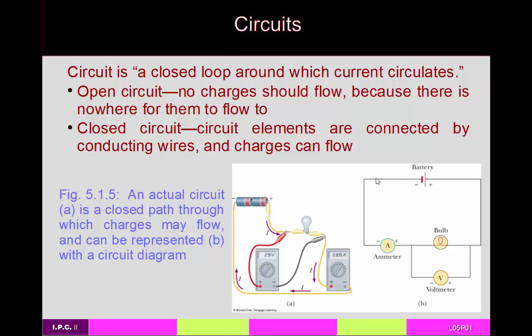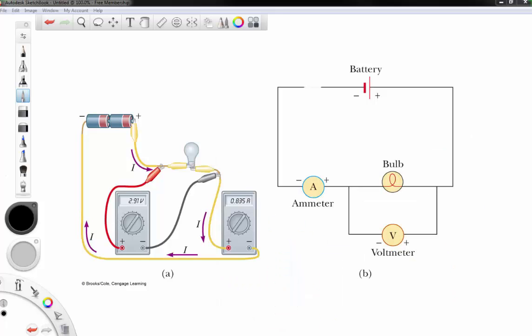There's also an open circuit. That would be, for example, if you removed one of these wires, or if you placed a switch and you opened the switch. You usually represent that by having a little line sticking off of the circuit. So on a diagram, that basically looks like this. So it's an open circuit now because there's no way for charges to get from here to here.